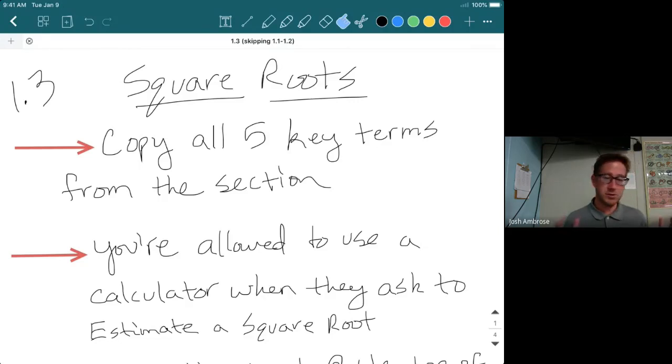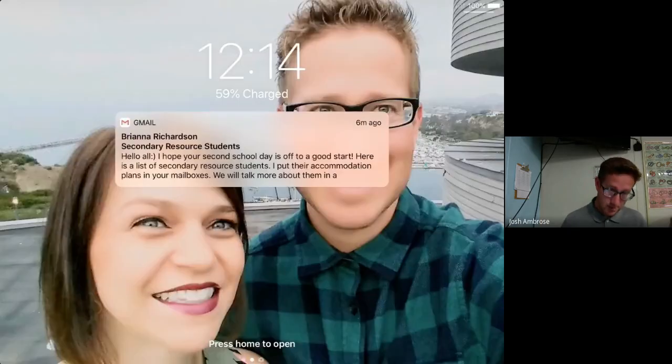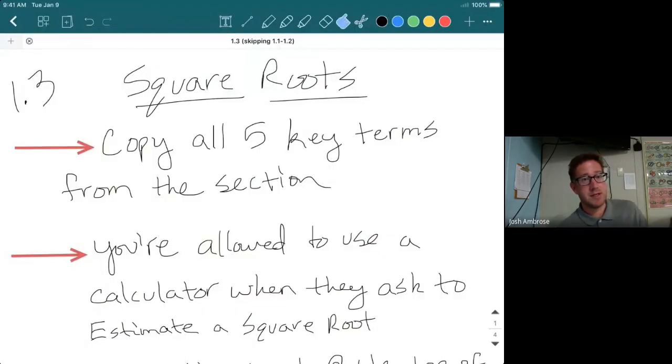All right, as I told you in one of our Zoom meetings, we will be skipping sections 1 and 2 in chapter 1 and immediately jumping into section 3. Take a look at our notes here. We're looking at section 3, titled Square Roots.